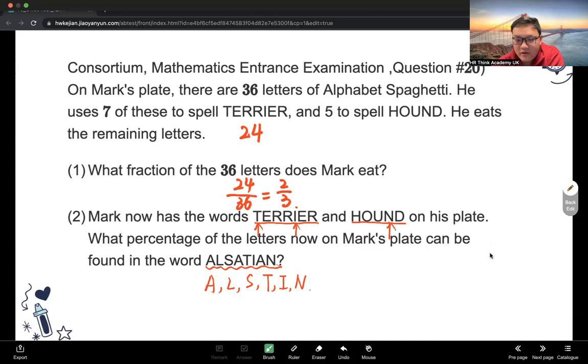But you need to be really careful about this question. The question asks you what percentage of letters now on Mark's plate. It's not on this letter, it's on Mark's plate. So on Mark's plate, how many letters do we have? You got 7 letters and 5 letters. In total, that'll be 12 letters, right? And you can find 3 letters, TIN, in this new word. So the answer should be 3 out of 12, which is 7 plus 5. And the final answer is 1/4, but you have to convert that into percentage, right? Then that equals to 25%.